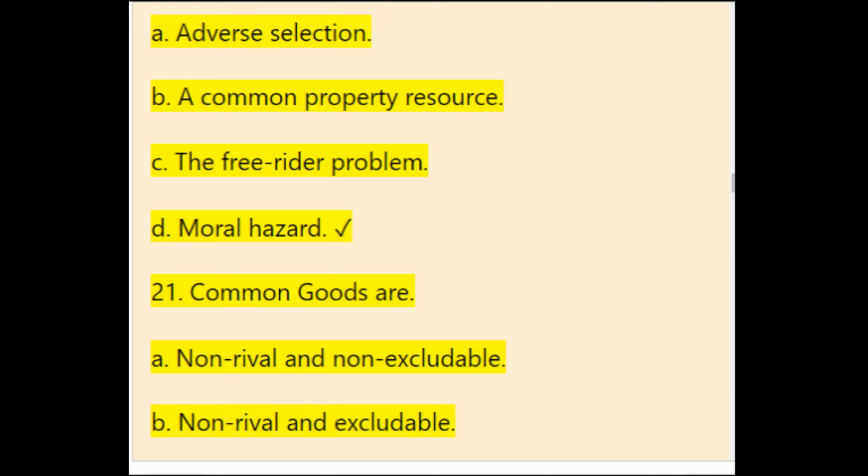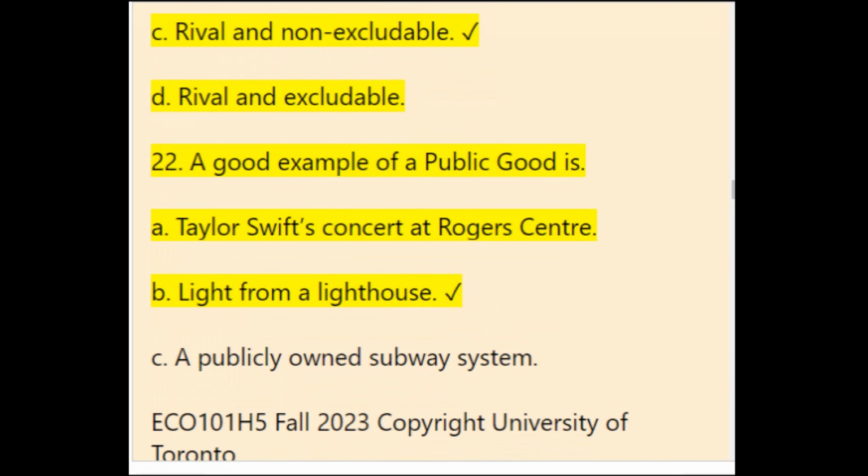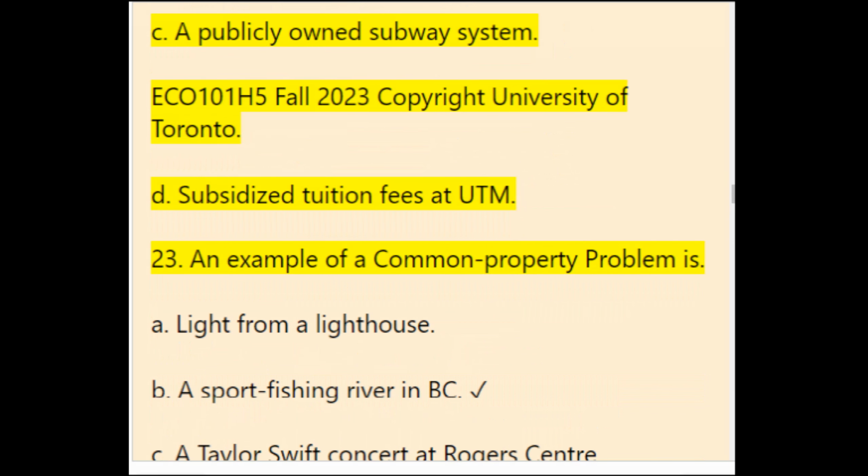21. Common goods are: A. Non-rival and non-excludable. B. Non-rival and excludable. C. Rival and non-excludable. D. Rival and excludable. 22. A good example of a public good is: A. Taylor Swift's concert at Rogers Centre. B. Light from a lighthouse. C. A publicly owned subway system.